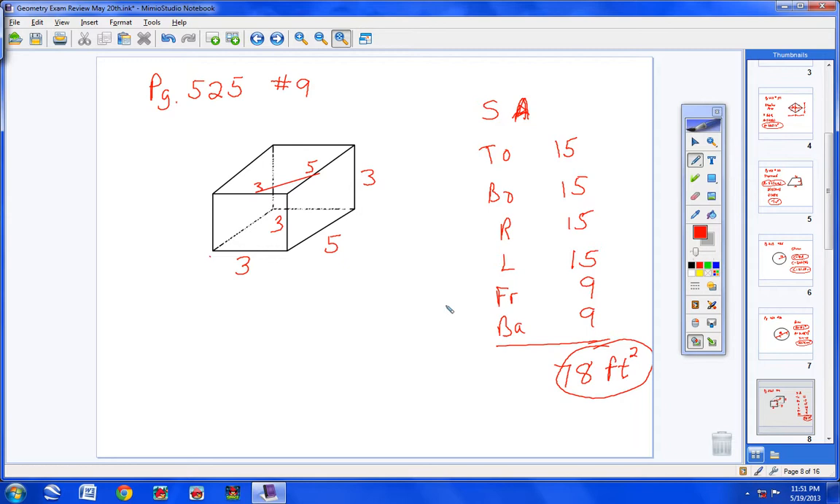Okay, moving on. I am going to give you some on the test where you have to find the surface area of a rectangular prism. It's very important you know how to do that. All right, let's continue on to the next problem.